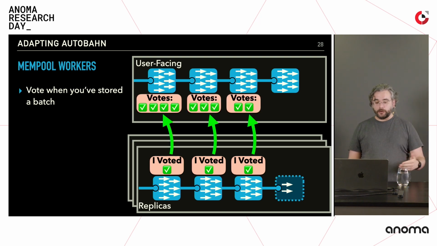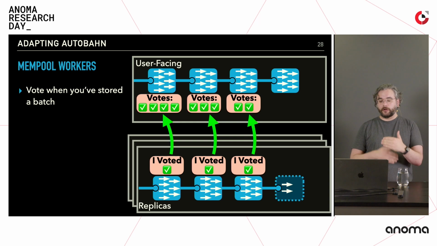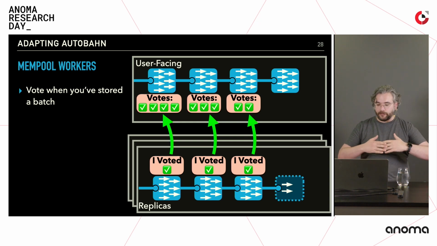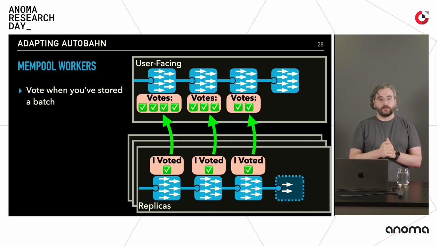User-facing replicas collect votes until they've heard from at least a blocking set, some member of every quorum, or if you like, more than a third of the stakeholders. This means that for all the failures that the chain can tolerate, some live participants will be holding the badge.